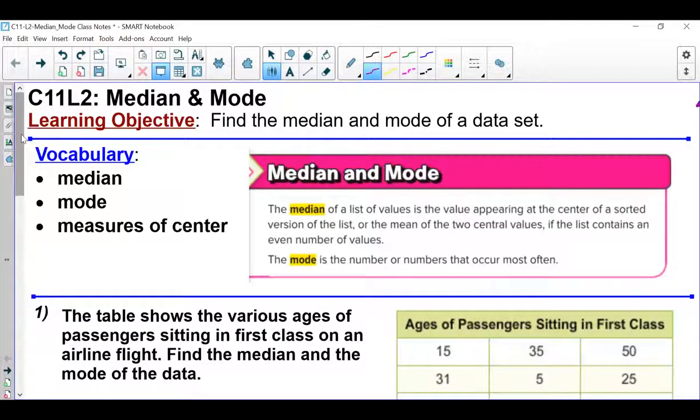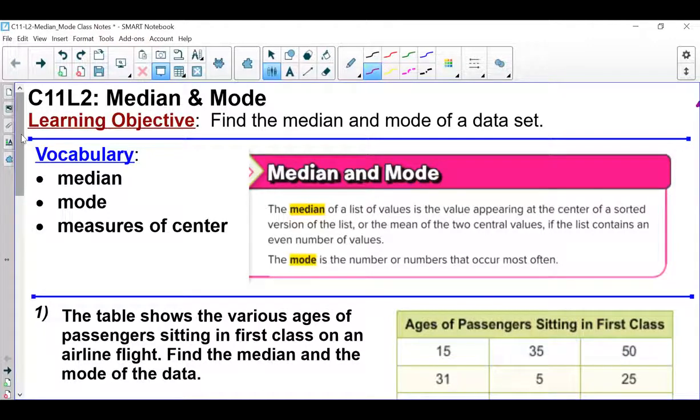Okay, so today we are going to be working with median and mode. It should be a review for you. If you have any questions, you can type it in the chat or unmute yourself and you can ask, and then remute yourself. So today we are going to be finding the median and the mode of a data set, and we have our vocab that I just went over.